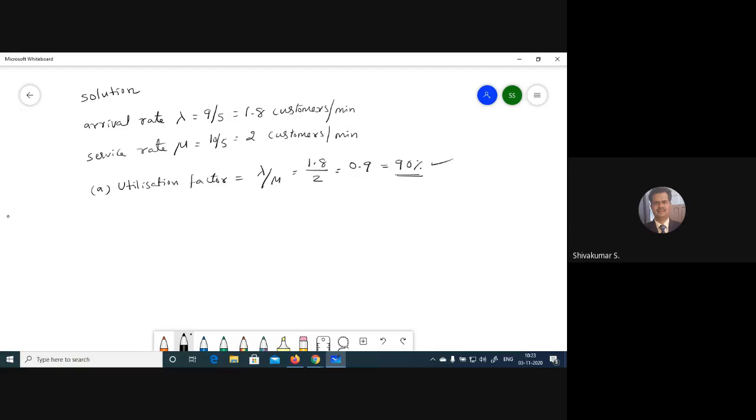Right. So the second question: the average number of customers in the system. That is Ls, the number of customers in the system. Ls is given by the formula lambda minus mu.